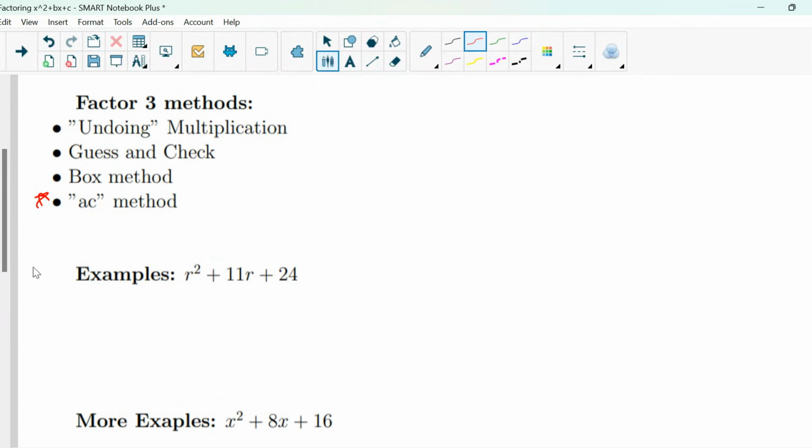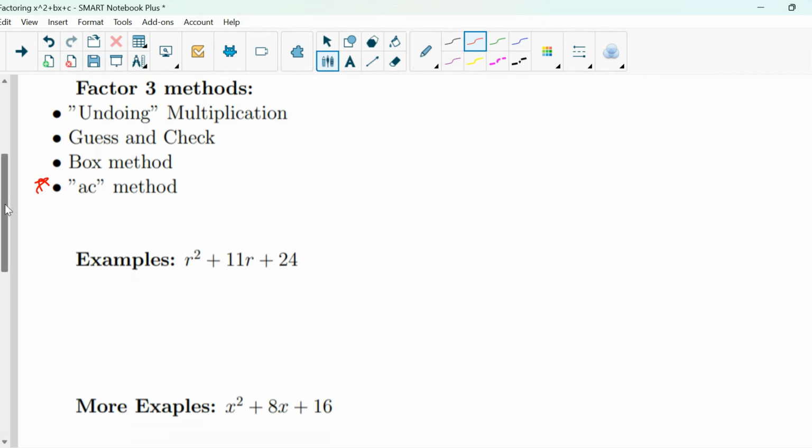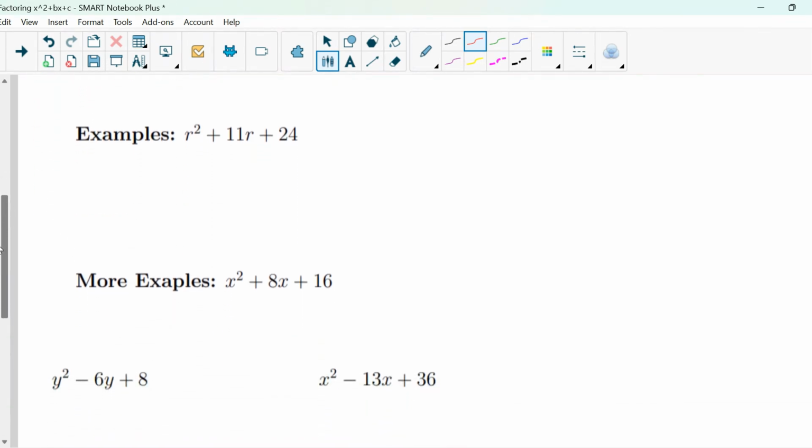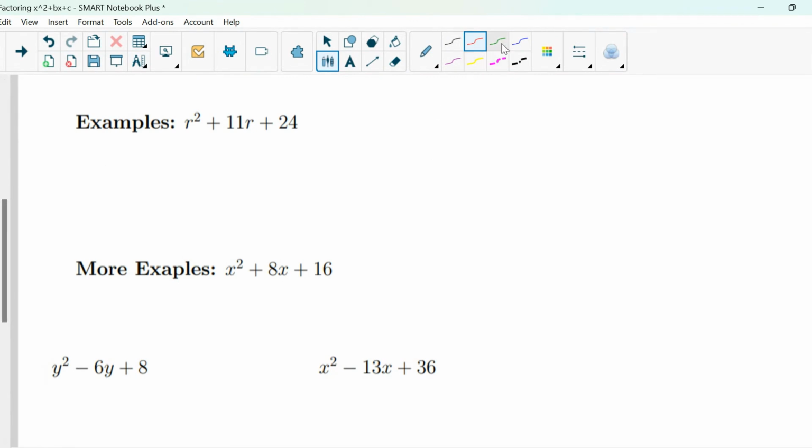So for the AC method, we are going to look at all of our coefficients of our trinomial. So our A value is going to be our coefficient on x squared. Okay, actually, I'm going to add one more thing. A trinomial, the coefficients are laid out like this. A x squared plus bx plus c.